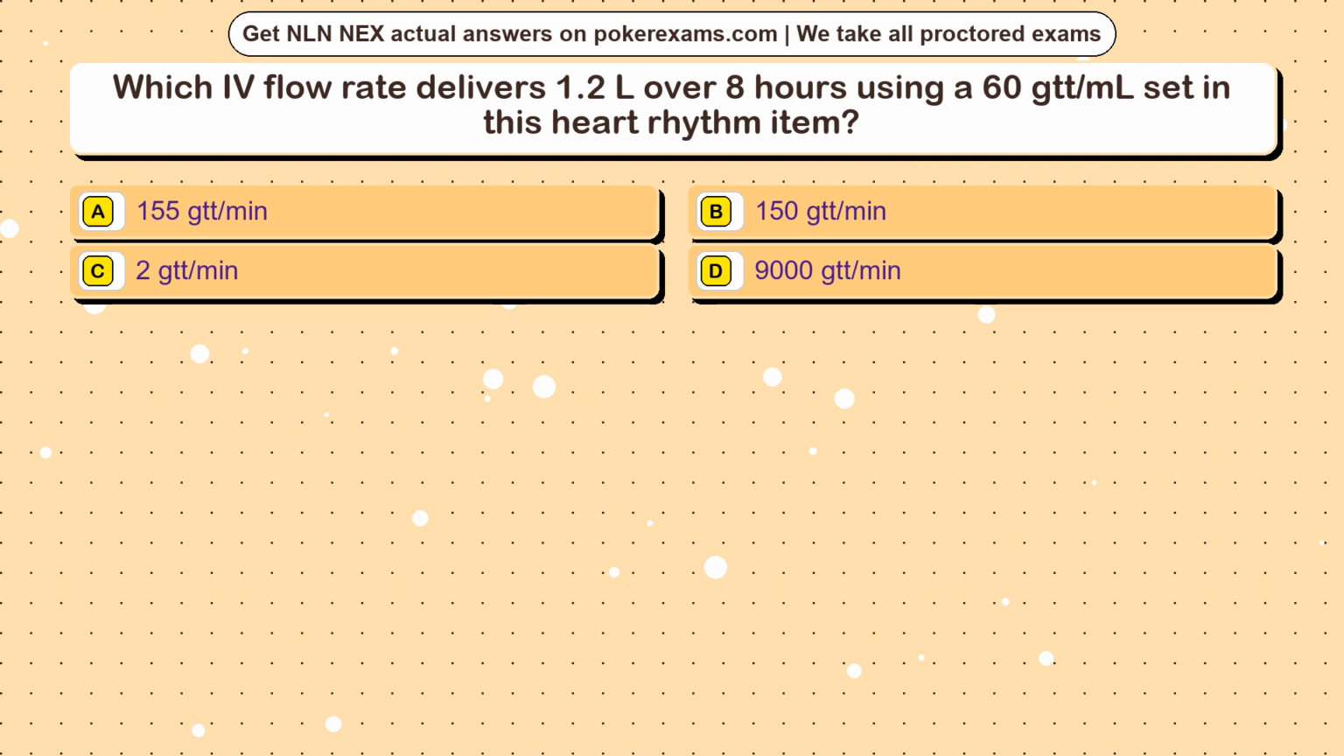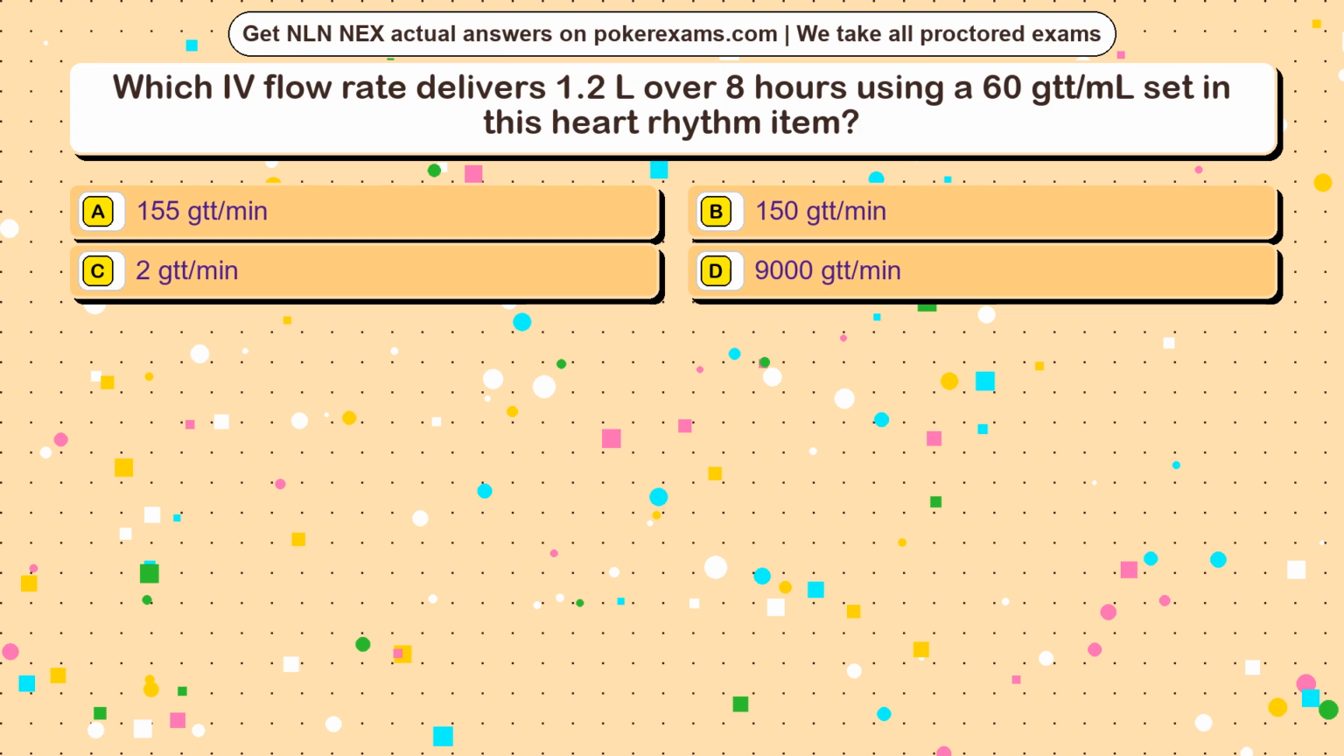Question 1. Which flow rate delivers 1.2 L over 8 hours using a 60 gtt/mL set in this heart rhythm item? Option A, 155 gtt/min. Option B, 150 gtt/min. Option C, 2 gtt/min. Option D, 9000 gtt/min.